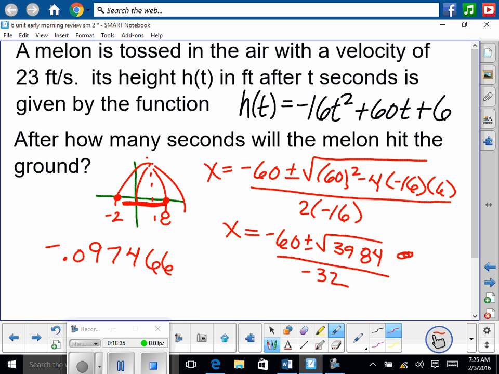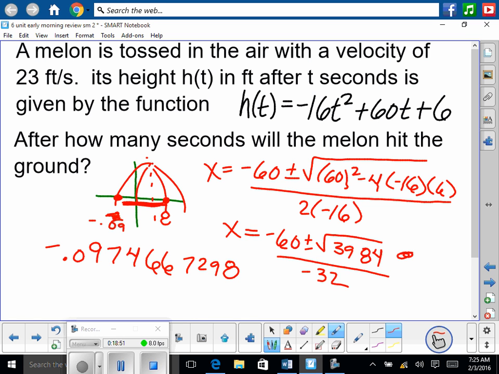667,298. Okay. So I get that decimal. That's one of our answers. So we're crossing right here at negative point that, right? -0.09. Is everybody okay with that? Now we'll find the other one.